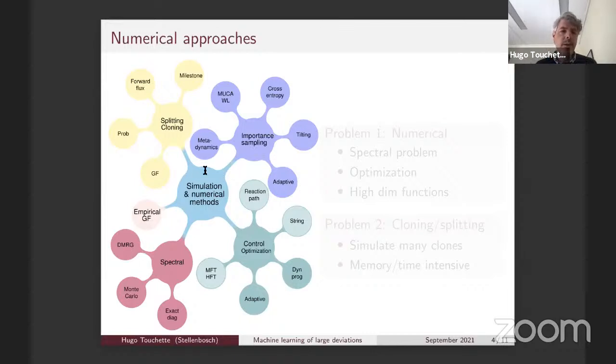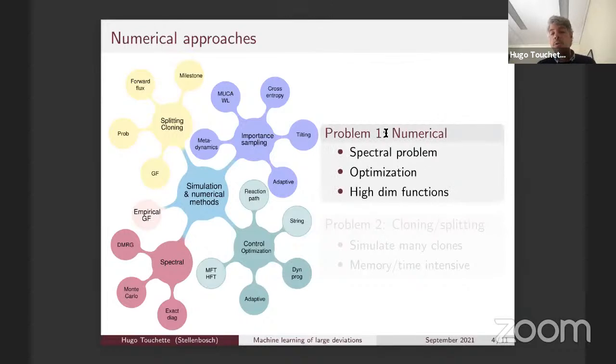So here I'm putting a kind of landscape of the different methods. I'm not going to go over all of this, but you have different families. So you have sampling methods like importance sampling, you have splitting or cloning, then you can tackle the spectral problem numerically directly. So this is a first approach. You might want to solve the spectral problem numerically, and at the same time we know that there's an optimization representation of these functions, so you can try to solve that optimization or control problem, which I'm going to describe in the next slide.